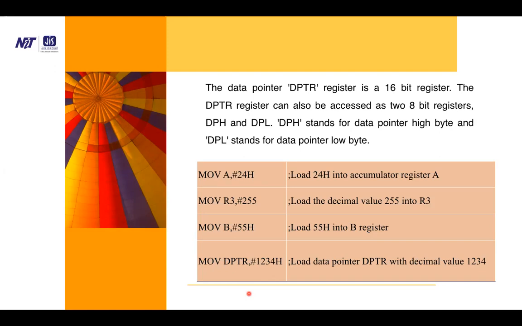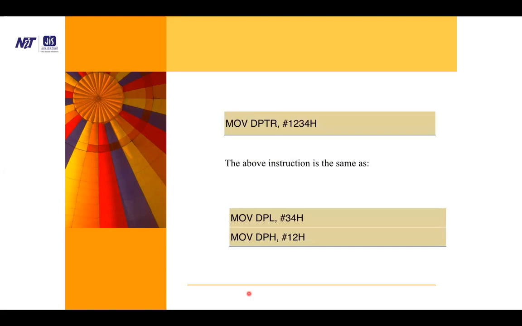MOV A, #24H: load 24H into accumulator register A. MOV R3, #255: load the decimal value 255 into R3. MOV B, #55H: load 55H into the B register. MOV DPTR, #1234H: load the data pointer DPTR with 1234H. The above instruction is the same as MOV DPL, #34H and MOV DPH, #12H.